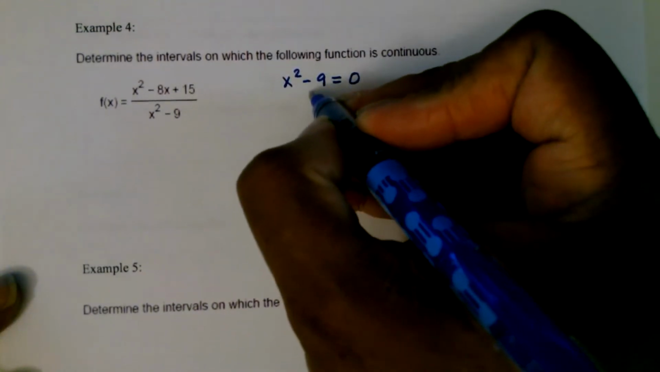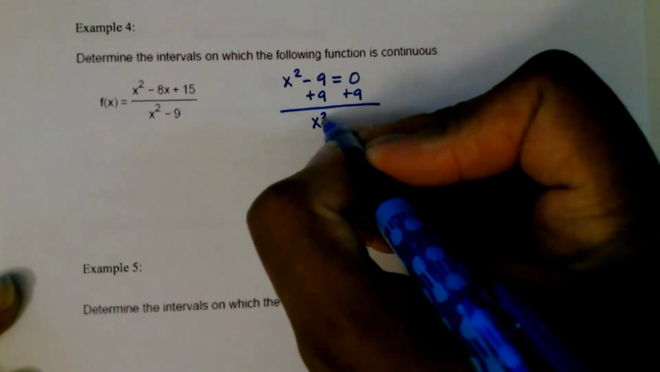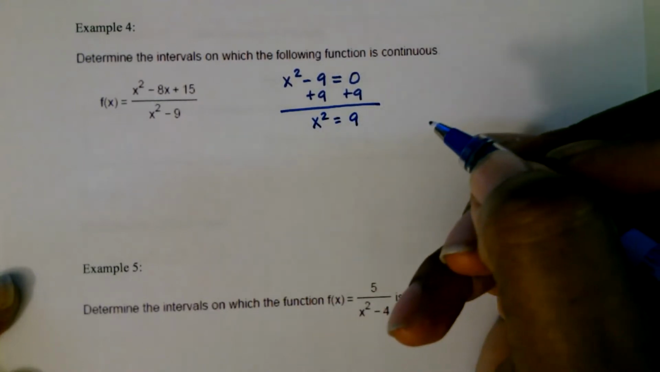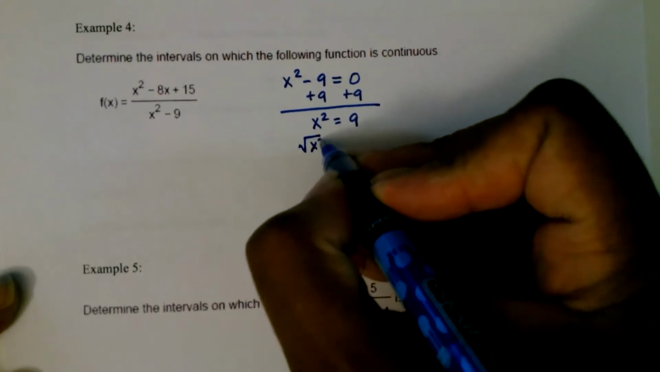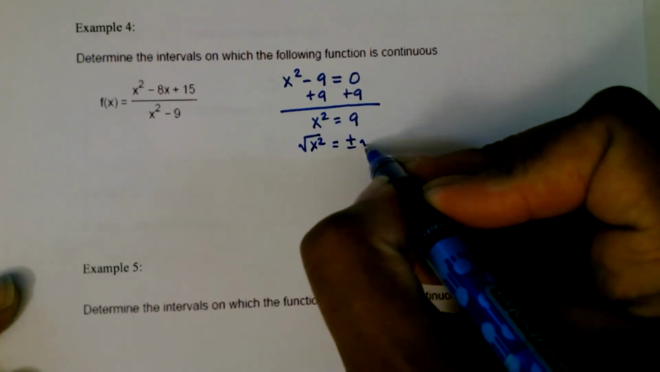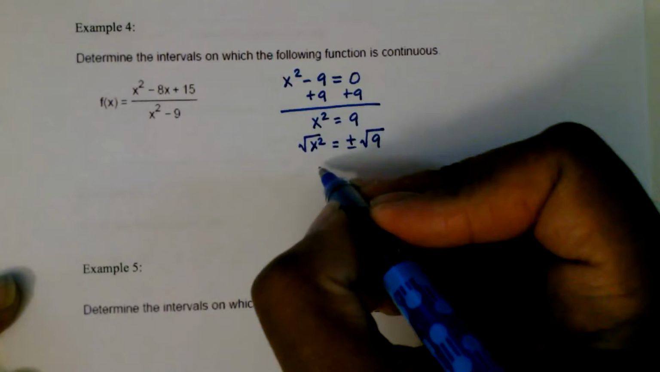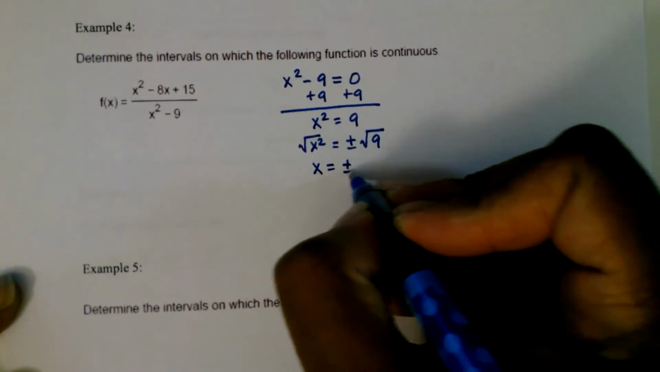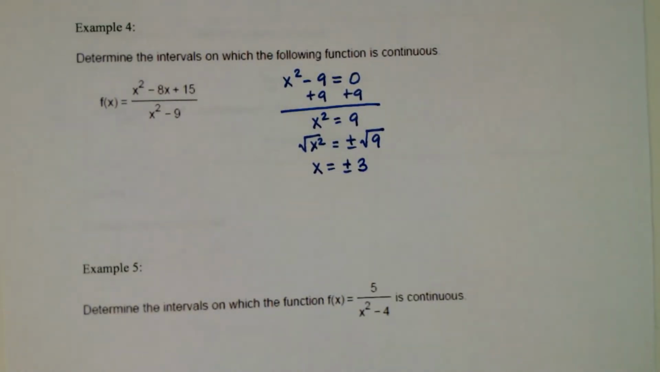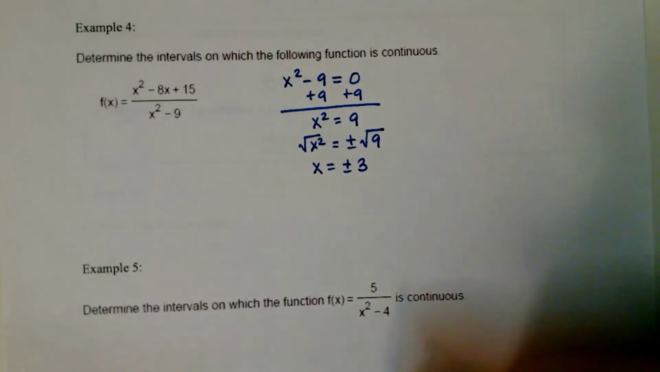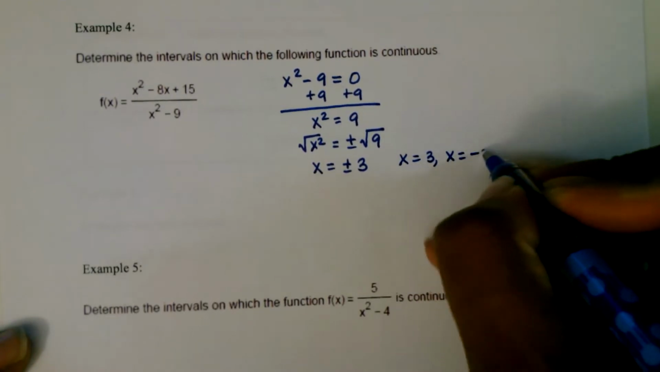So let's solve for x squared by adding 9 on both sides. So here x squared is equal to positive 9. And then to get x by itself, we're going to take the square root on both sides. And when you do that, you must include that plus or minus symbol. So the square root of x squared is x, equaling plus or minus the square root of 9, which is 3. So here, the values of x that will give me 0 in the denominator will be x equals positive 3 and x equals negative 3.